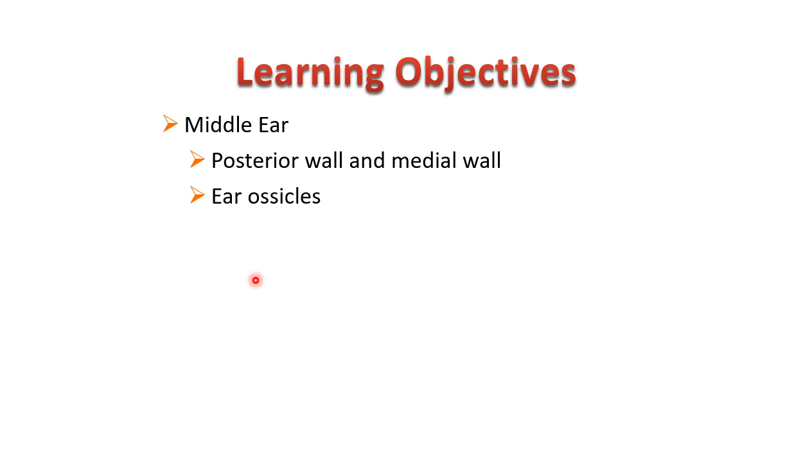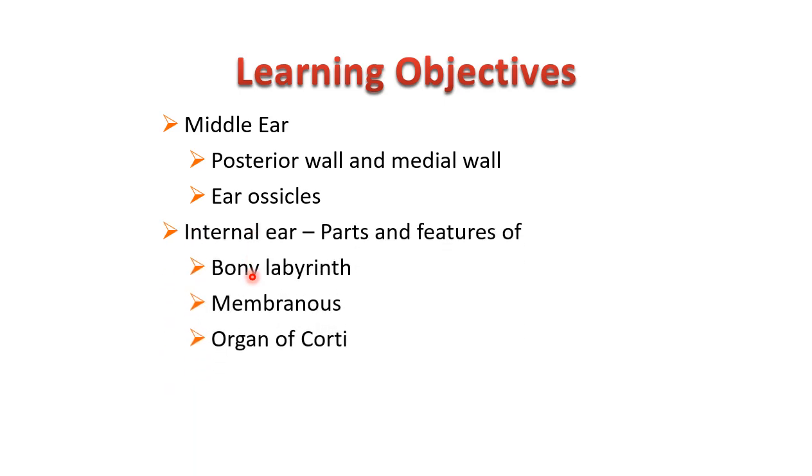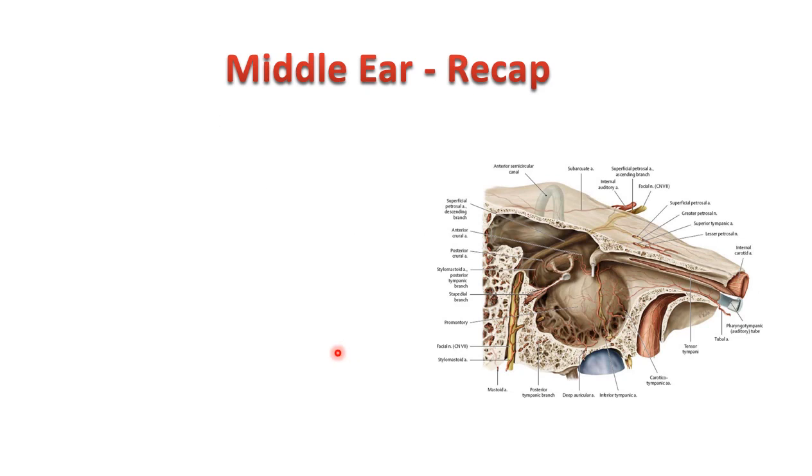Then we will try to understand certain aspects about the ear ossicles and also about the mastoid antrum. Then we will pass on to the internal ear: the parts of the bony labyrinth, the membranous labyrinth, and how these structures are present in the organ of Corti. And of course, I will be discussing in between the clinical aspects related to these learning objectives which we are going to discuss today. First, let us have a short recap of the previous class.